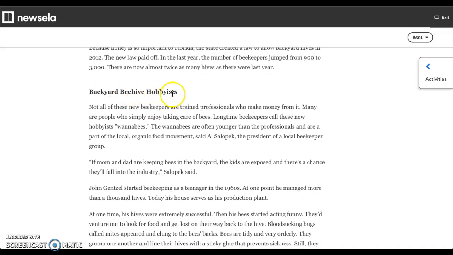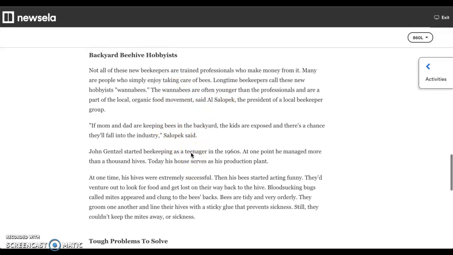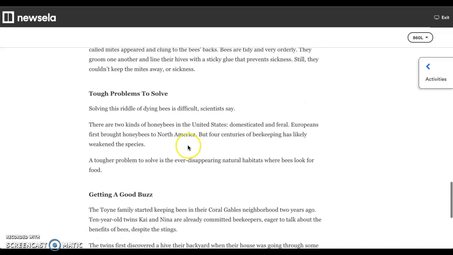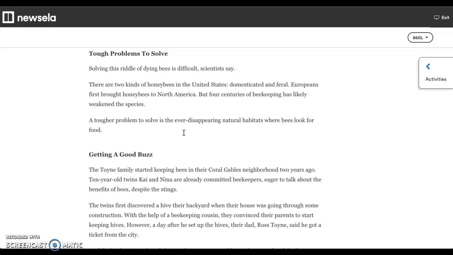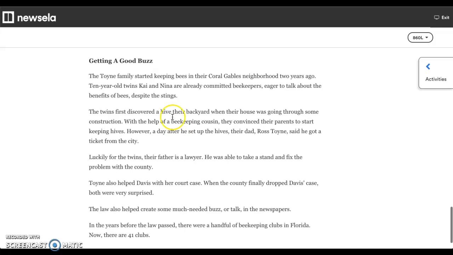Backyard beehive hobbyists, so this is talking about how beekeepers are usually trained professionals. However, these people in Florida, it's basically a hobby for them. Again, another tough problem. Solving this riddle of dying bees is difficult, they say. Okay, and they tell, again, more of the problem. And so here's "Getting a Good Buzz." Let's see what this has to do with.